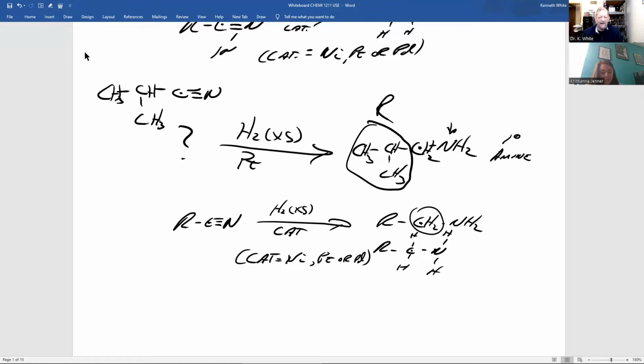And notice I'm not adding any carbons. I end up with 4 carbons. Guess what? I started with 4 carbons. And that's how you do it. All right, let's continue on.